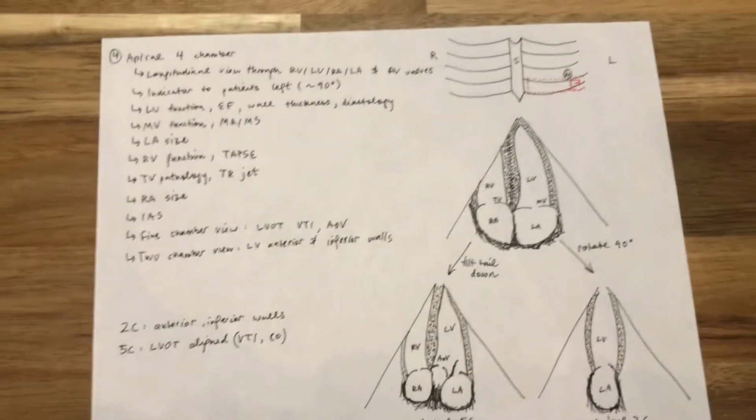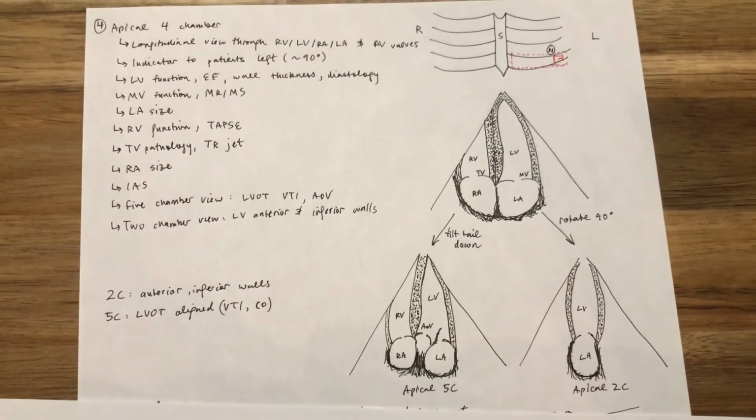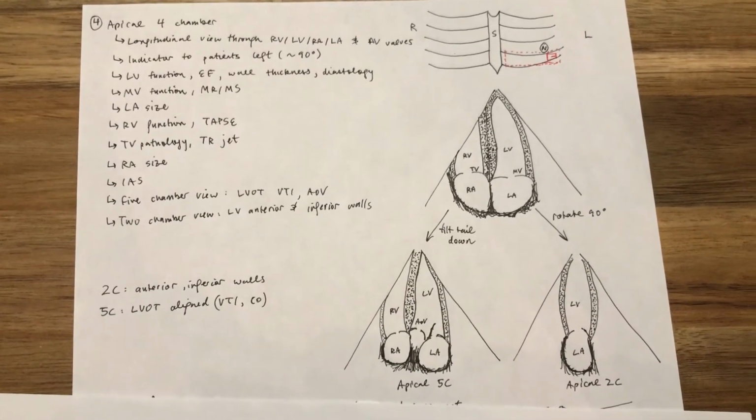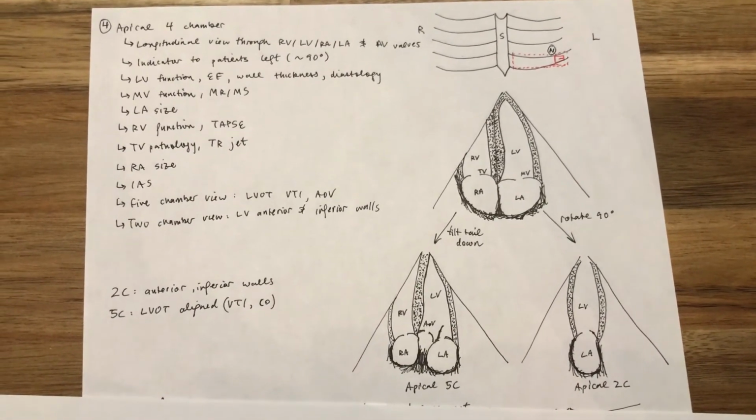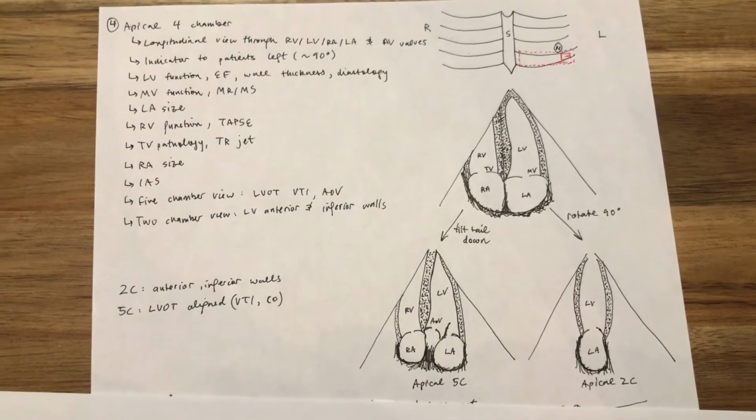So all in all, apical is going to be where I'd say 75% of your information comes from.